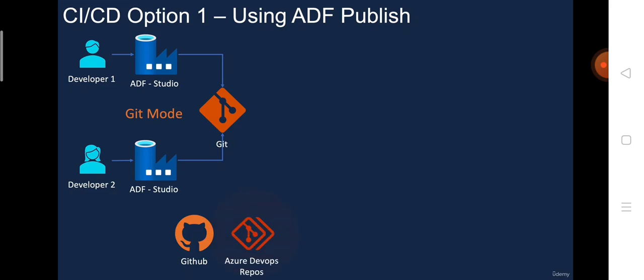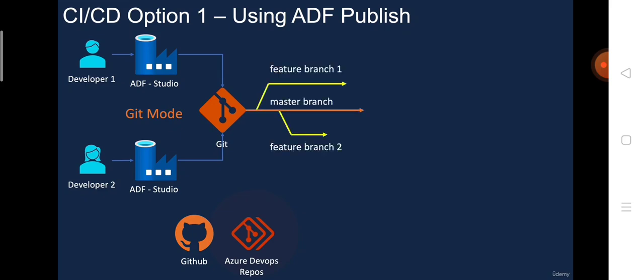With the introduction of Git, the developers now can create separate feature branches to make their changes and work collaboratively. The developers can save their changes by committing to the feature branch as they go along and also request for reviews, etc. Once the changes are approved and the feature branch is merged to the master, we can do a publish to the data factory.